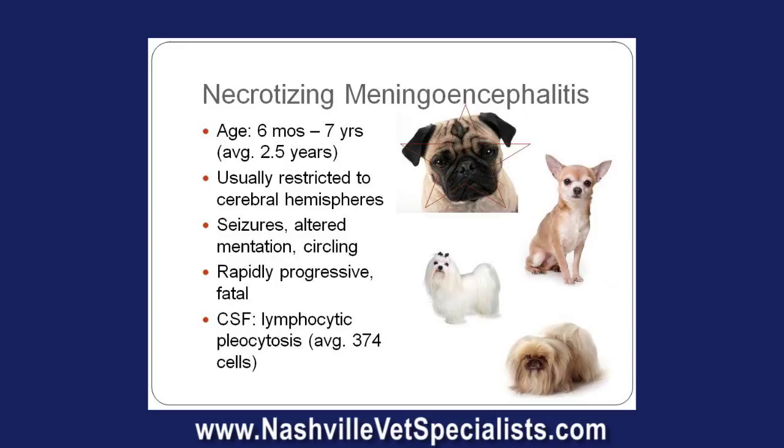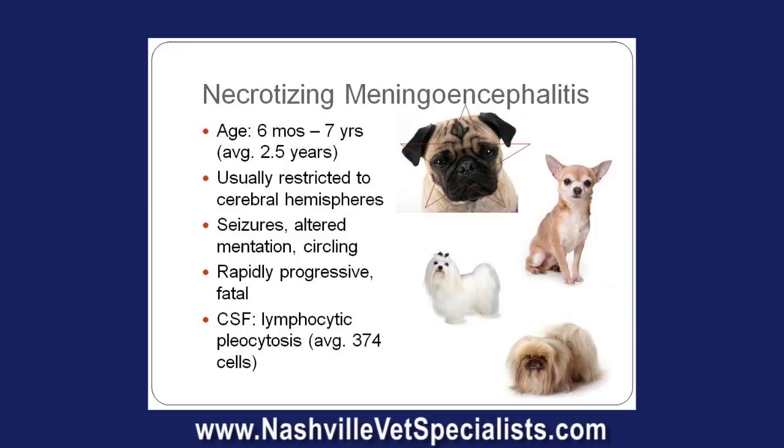Necrotizing meningoencephalitis is similar to GME, but it's a specific disease. It used to be called pug encephalitis. That was the only breed that initially was thought to get this, but it's now been seen in Chihuahuas, Malteses, and Yorkies. This disease has a little bit younger onset, typically around 2.5 years, but again, there's a big age range, and so a lot of overlap between this and GME.